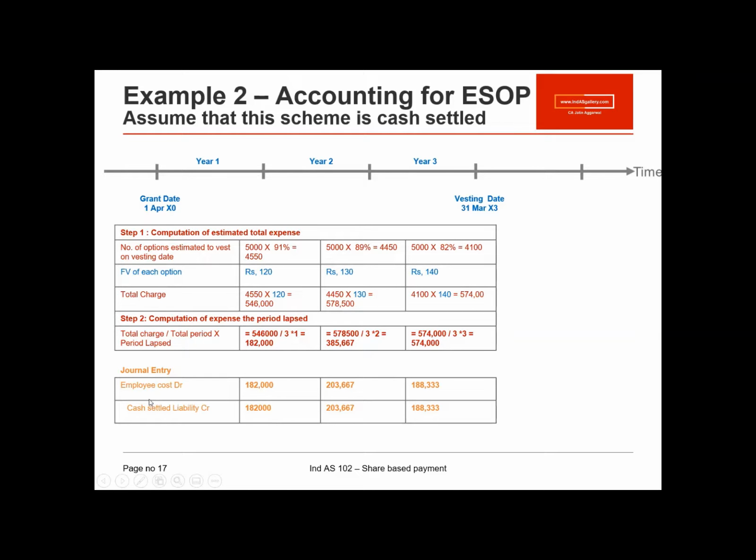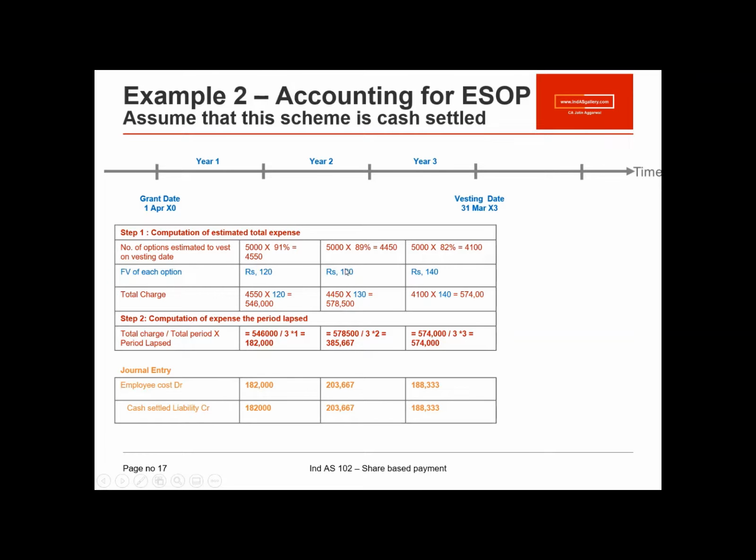I'll compute my total charge and again allocate it to the period which has already lapsed and pass my accounting entry. My accounting entry in this case would be employee cost account debit. My debit side remains the same. It's only the credit side which changes. It is going to be cash settled liability. Now this is going to form part of the liability section of my balance sheet. In this case, it is going to be 182,000.